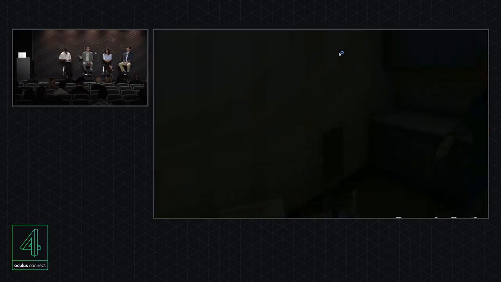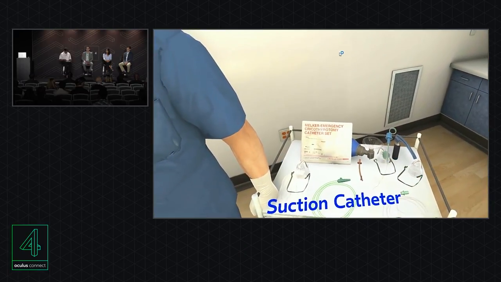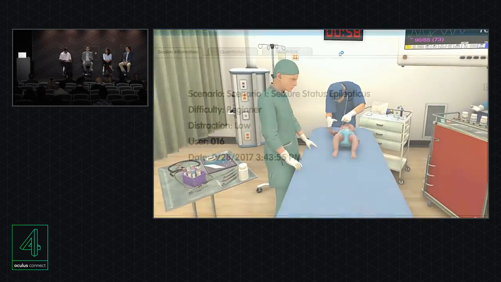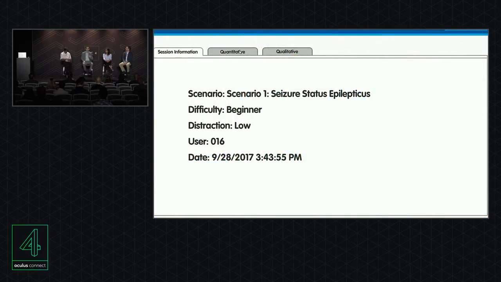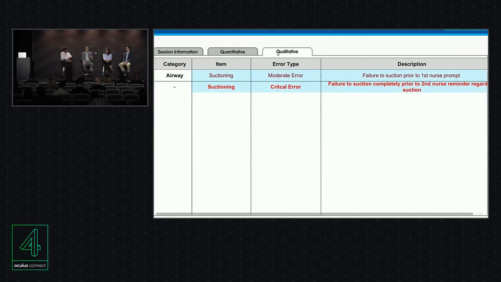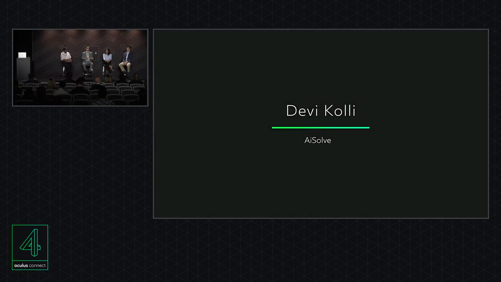So this is status epilepticus, which is a life-threatening seizure, and it's what we call a high-stakes, low-frequency event. In other words, it's something that happens relatively rarely, for some people only once or twice a year, but the stakes are so high that it's actually very difficult to teach in that time. If your child is actually seizing, you don't want a bunch of students pondering what to do next. You want the action right then and there. And so we designed this with AiSolve to address that problem.